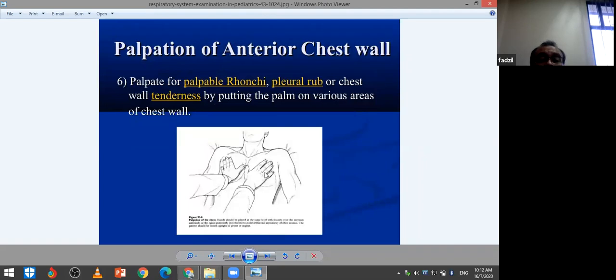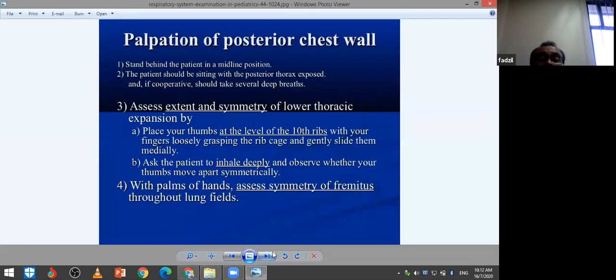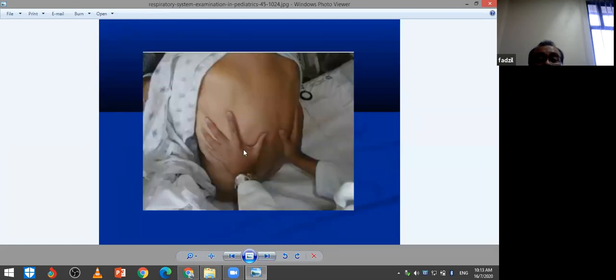So, palpation of the chest wall. Sometimes you can palpate a pleural rub, but in my lifetime I have only palpated a pleural rub once. In 26 years of practice, only once. Same for the posterior: you have to look at the anterior and posterior, and the upper, mid and lower zones. It is how you anchor that is important. The anchor must be firm and must not slip when the chest moves.